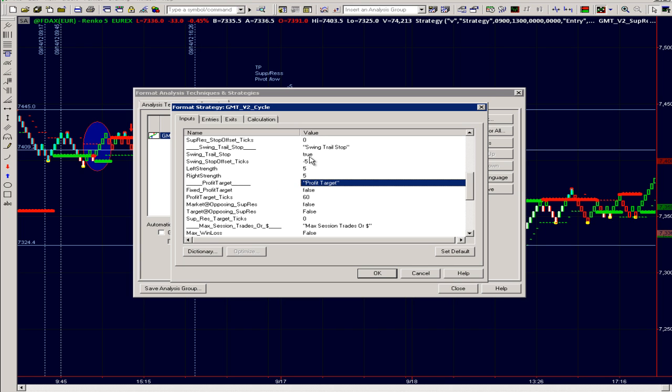So I'm going to turn this to false. I'm going to use just the fixed stop, and all I want to do is say, all right, I want a profit target, I'm going to go true, and I basically want to get out at the opposing support or resistance. So once I get that opposing support resistance set up, which is basically this type of cyclical activity, I'm out.